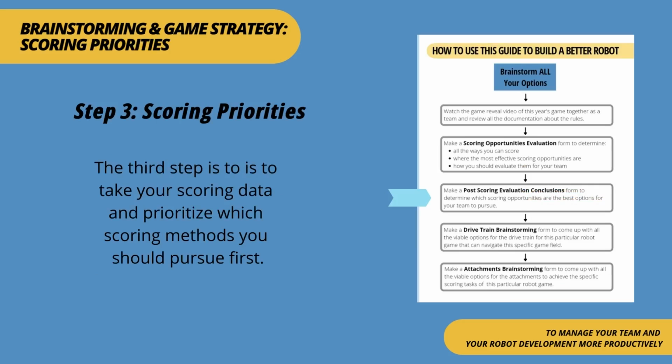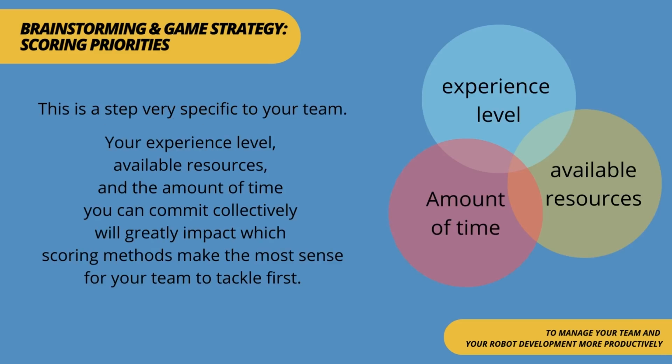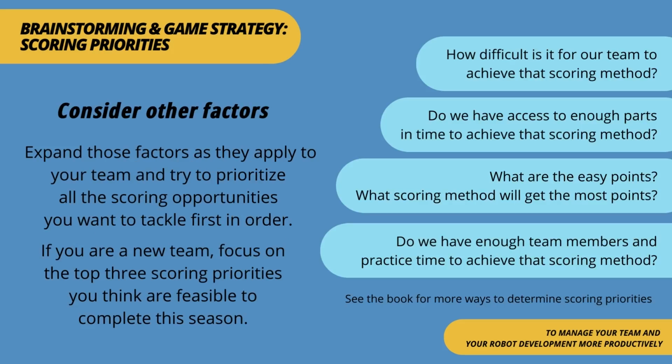Step 3. Scoring priorities. The third step is to take your scoring data and prioritize which scoring methods you should pursue first. This step is very specific to your team. Your experience level, available resources, and the amount of time you are able to commit collectively will greatly impact which scoring methods make the most sense for your team to tackle first.